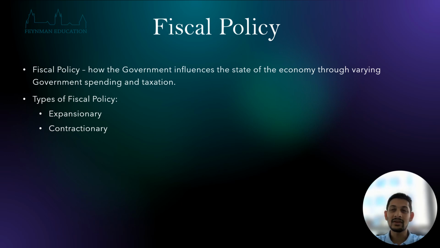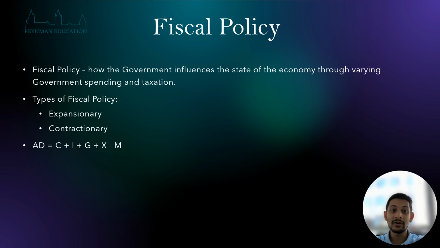Expansionary fiscal policy is where we want to increase the GDP of the economy, but you have to remember that inflation is also going to increase. And contractionary fiscal policy, well, the main aim there is to reduce inflation. And at the same time, GDP will also be reduced. We also have to remember, as it is a demand side policy, it's going to affect aggregate demand.